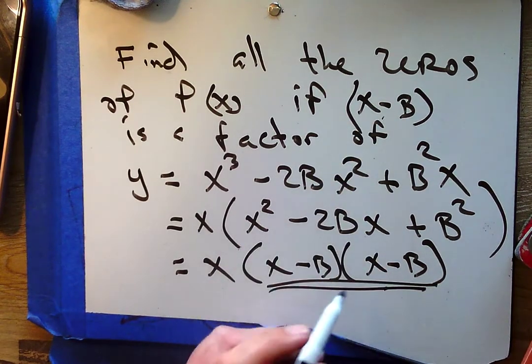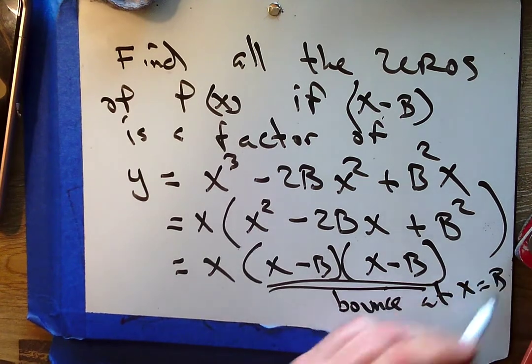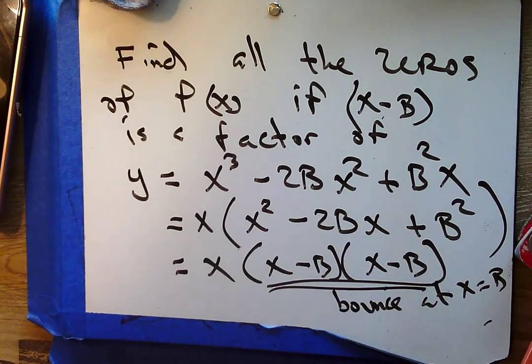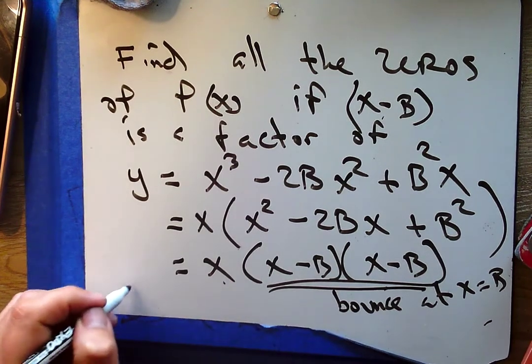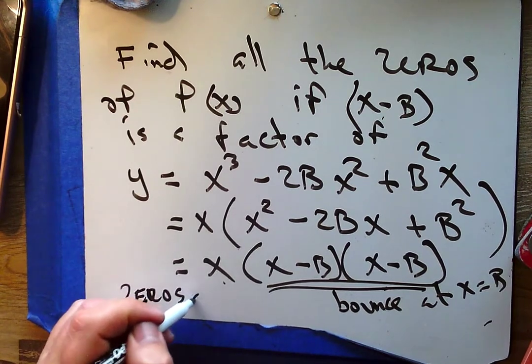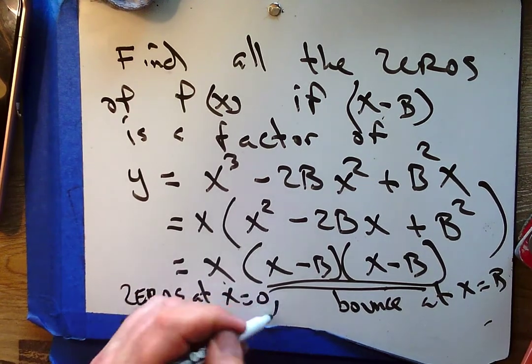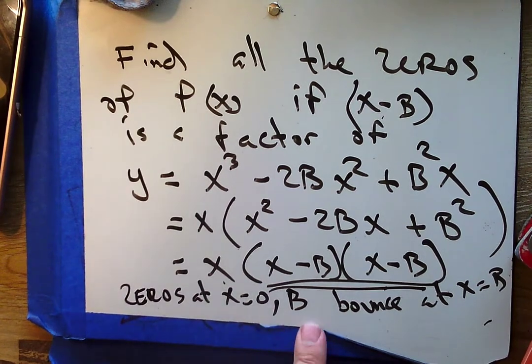Now, yeah, x minus b is one of my factors. In fact, I have a bounce at x equals b. Who knew? And an x-intercept at 0. So my zeros, because that's what we were asked about originally, are at x equals 0 and x equals b. This is not an ordered pair. These are x values, x equals 0 and x equals b. So that's one way to do it.